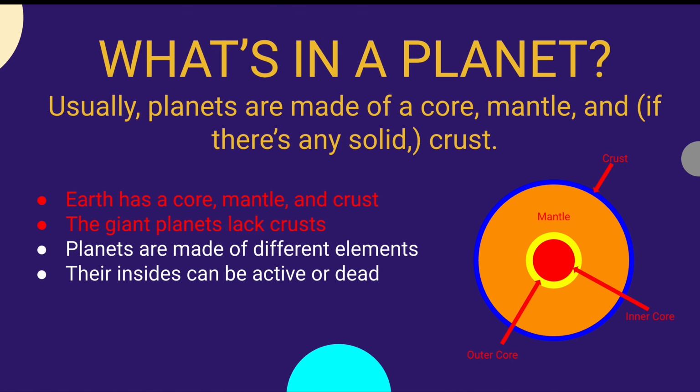Question 2 is, what is a dynamo and how does it get started? Let's start by asking ourselves, what's in a planet? Usually planets are made of a core, mantle, and, if there's any solid, crust, which means the giant planets lack crust because they're mostly just gas and liquid. Earth, however, has a core, a mantle, and an outer and inner crust. The insides of planets are made of different elements, and their insides can be either active, like Earth, or dead, like Earth's moon.